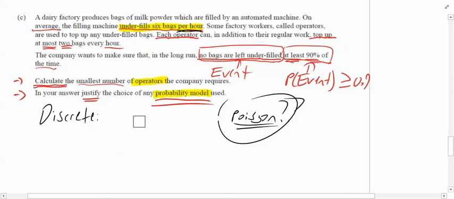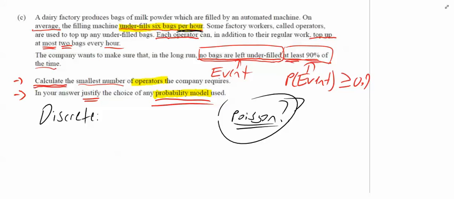Okay, so what are we going to work with here? Are we going to work with the number of bags per hour as an X variable, or are we going to work at the number of operators? Well, it all starts with the number of bags, doesn't it? Because it says that on average the filling machine underfills 6 bags per hour. The question about the operators is that we know operators can top up the bags, but it all depends on the number of bags actually underfilled in the first place.